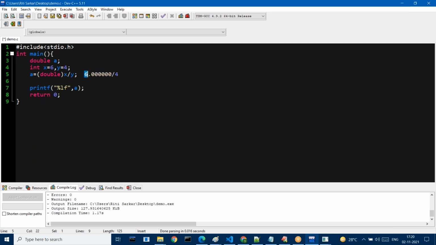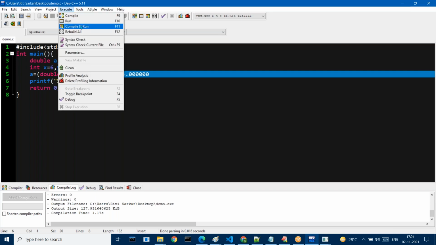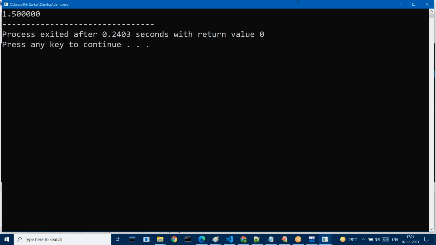Now you see, one is double type and another is int type. Again, automatic typecasting will come into the picture. Two different data types, so automatic typecasting will come. Arithmetic conversion: this int 4 will automatically be typecasted to 4.000000, that means 4 followed by 6 zeros. Now the division actually becomes 6.000000 divided by 4.000000, which definitely gives 1.5 followed by 5 zeros. It will definitely come.